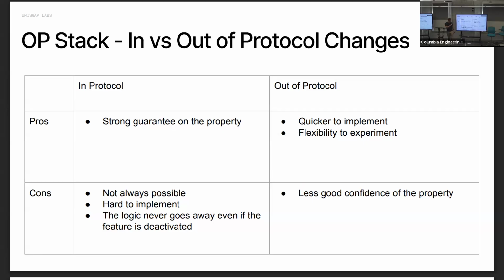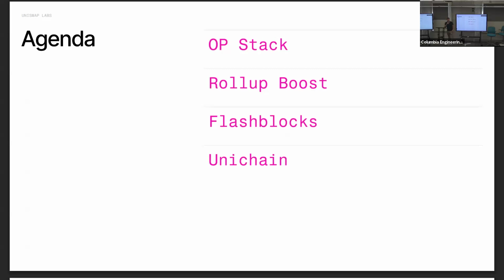And then we have our out of protocol rules, which are a lot quicker to implement. We can be a lot more flexible with experimenting with different block building policy. And then we have less good confidence compared to fault proof. That's not no confidence. A trusted execution environment can get you some confidence that, for example, we're doing priority ordering or other constraints. Cool. That's kind of a high level view of the OP stack.